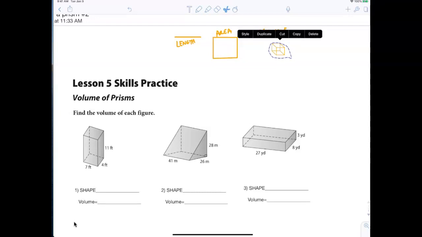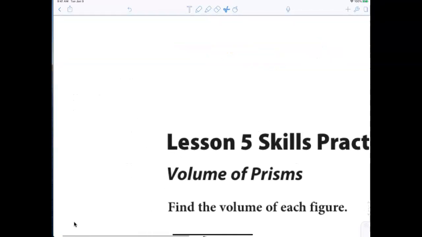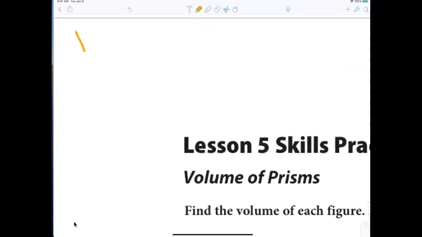All right, so what I want you to do now is, at the top of your page, I want everybody to write down capital V. V stands for what? Volume. All right, then the formula goes something like this. It is simply capital B times capital H. That's how simple finding volume is. Now, what exactly does capital B stand for? Capital B does not stand for base. It stands for area of the base.